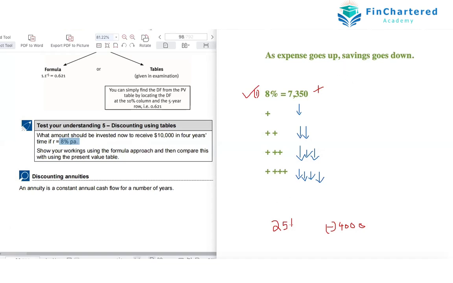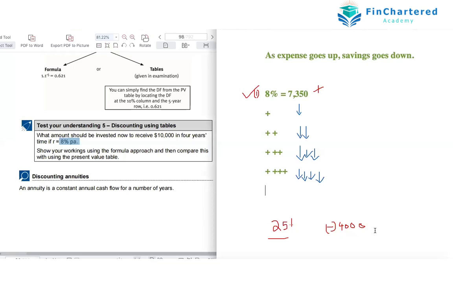So this cost of capital is too high for you. Instead of looking at individual costs of capital, it will help to know one cost of capital where the NPV will be 0.